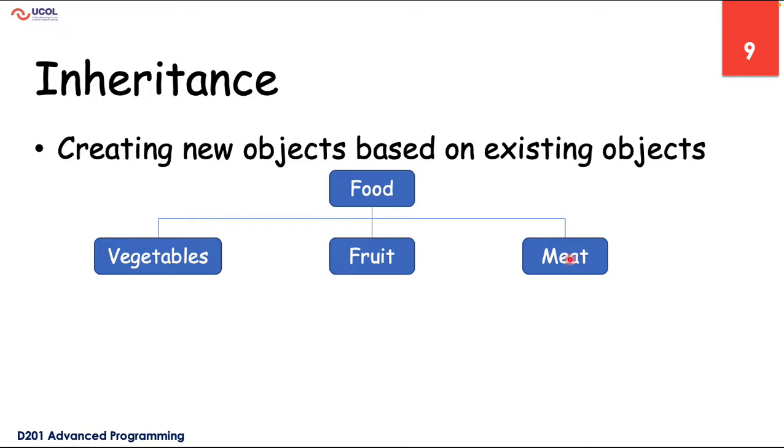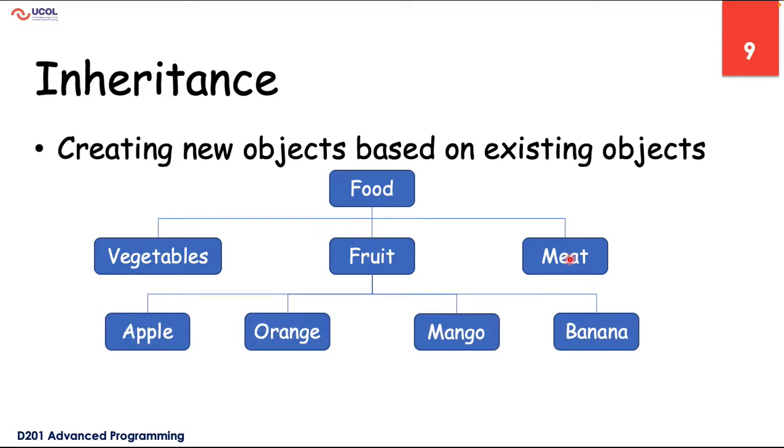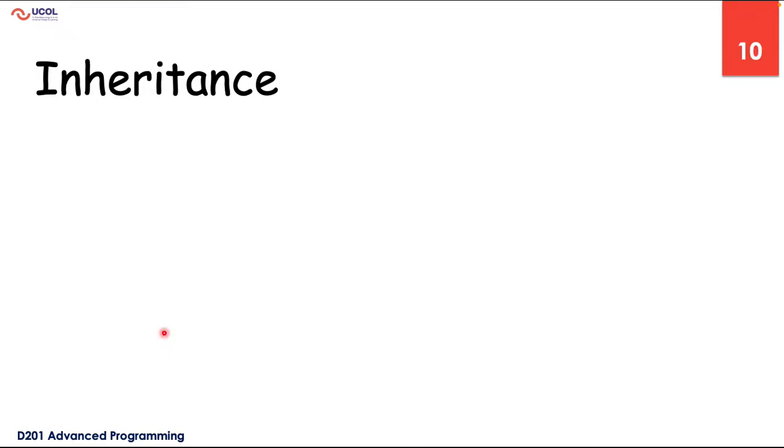So creating new objects based on the existing objects. We will see the example, then it will be more clear what it means. And again, we can further subdivide fruit. We have apple, we have orange, we have mango, we have banana. So in this way, maybe apple has more iron as compared to the orange. Orange has more citric acid as compared to the apple or the mango. So they have certain additional information, additional properties which can only be defined in the orange or the apple class.